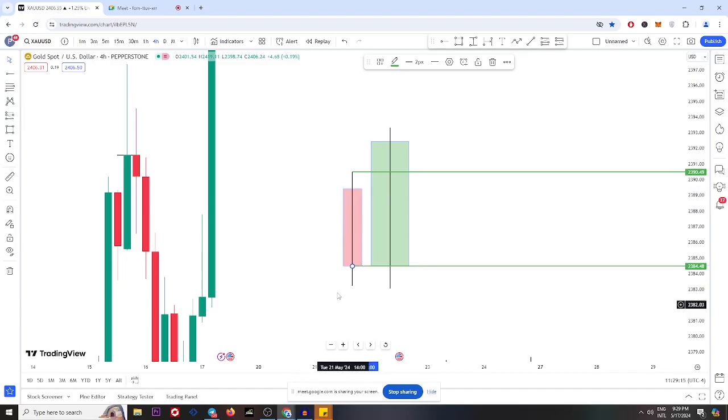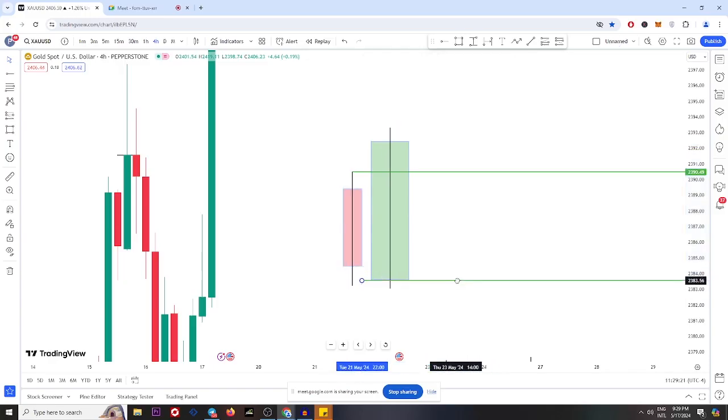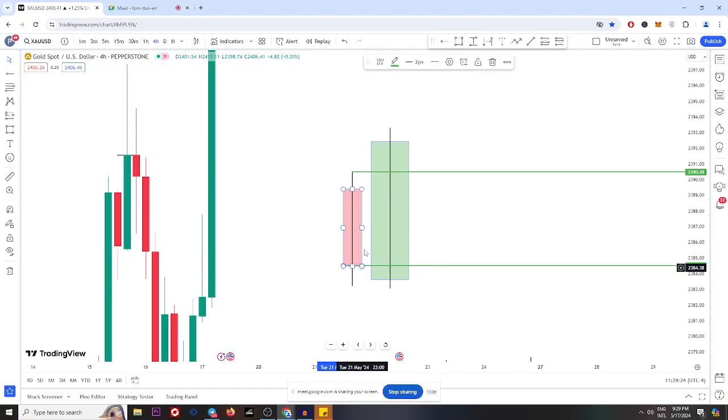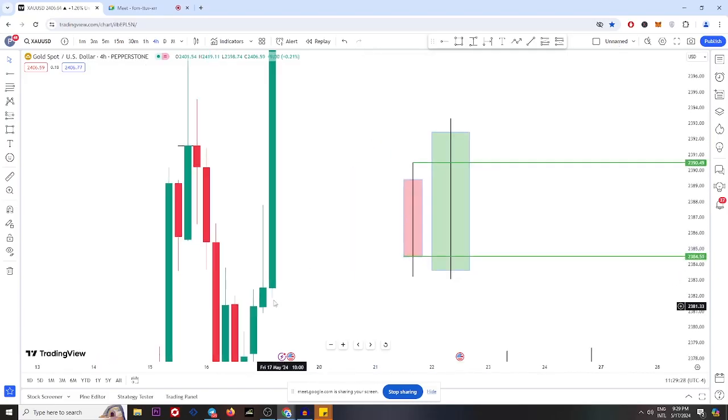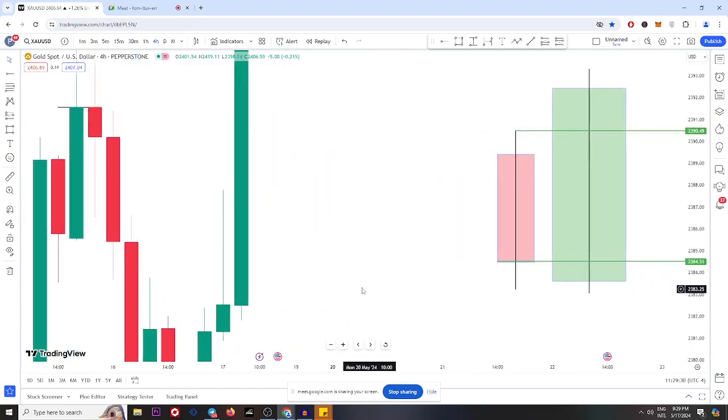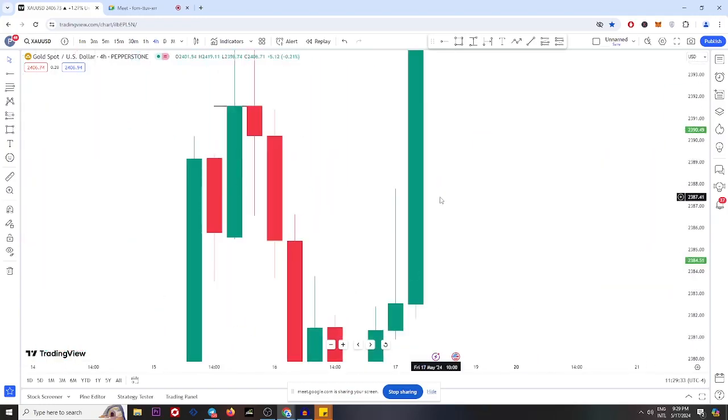What do we have? Let's draw the engulfing one first. This is the high and this is the low. So this is an engulfing buy. But for the SNR, when we have a support, we are going to have a V shape.